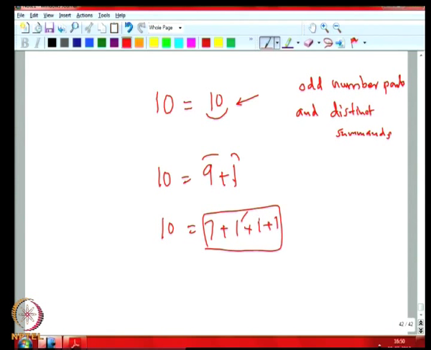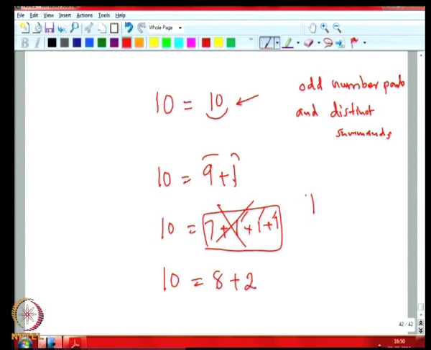So, here 1 1 1, these are all the same. So, this we do not even consider, right, we are not interested in it. 10 equal to 8 plus 2, this is fine, there are two distinct summands and this will be an even number of summands, right.